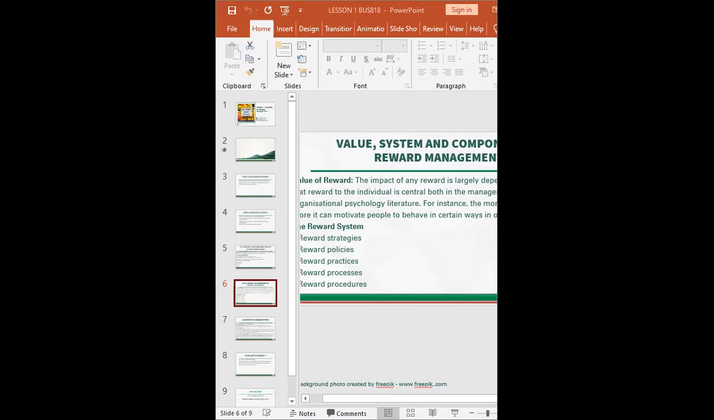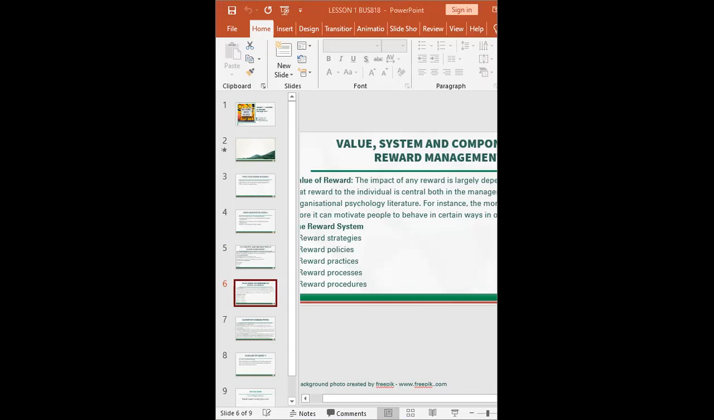Value has to do with your words. It has to do with how significant something is, how important, how valuable something is. Do you understand? So the value of the reward, do you understand? There are people that you give something to, and they wait to see if it has weight or value. The value of the reward has to do with the significance, the importance of that thing to an individual and also to the organization.